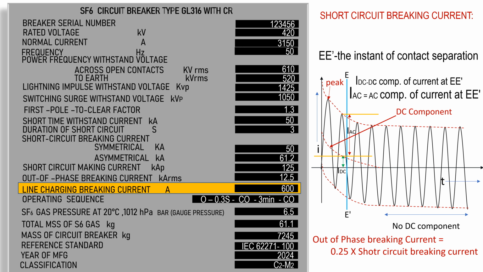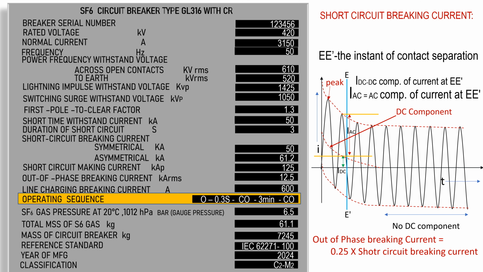Next, rated line charging breaking current. When long high voltage lines are charged, either on load or no load, one type of current is generated due to the charging, known as line charging current. The maximum amount of this current which a circuit breaker is capable of breaking is known as line charging breaking current, and it is expressed in kiloampere. As per IEC, for a 420 kV circuit breaker, the charging current is 600 ampere.